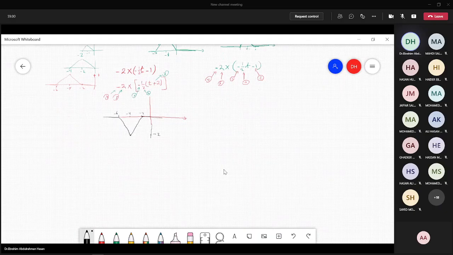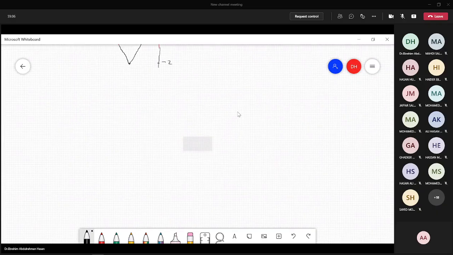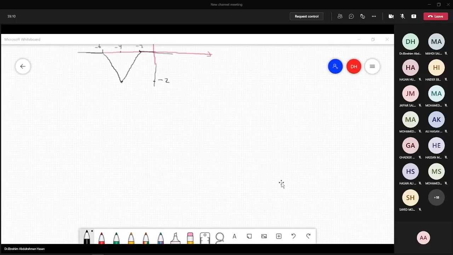Okay, now let's look at the discrete. Discrete, there is actually some problem with the discrete. See this.